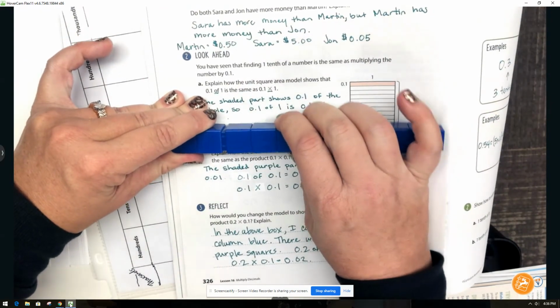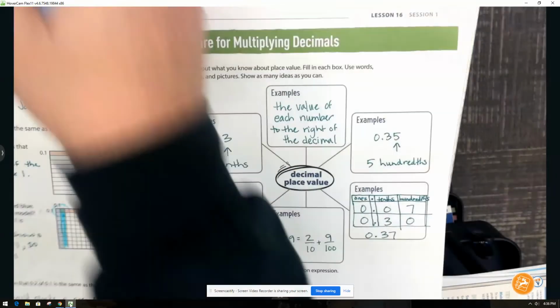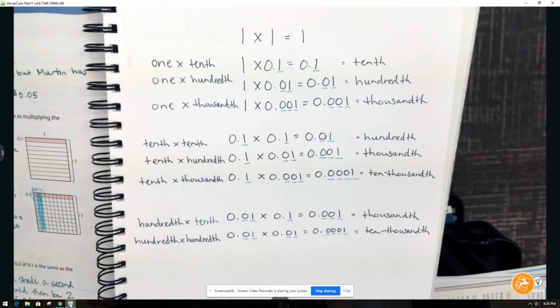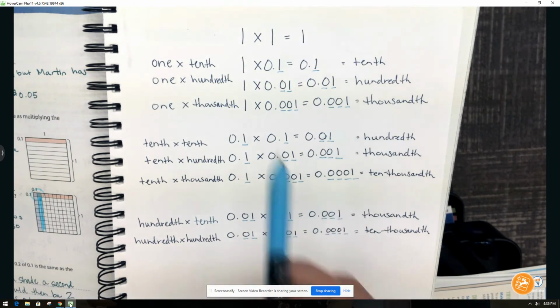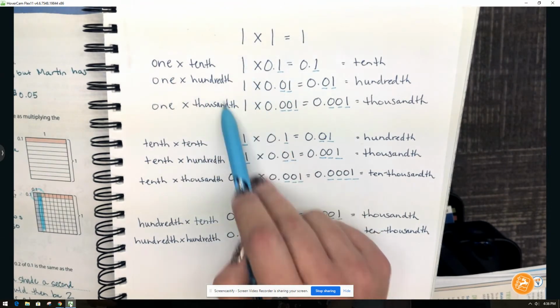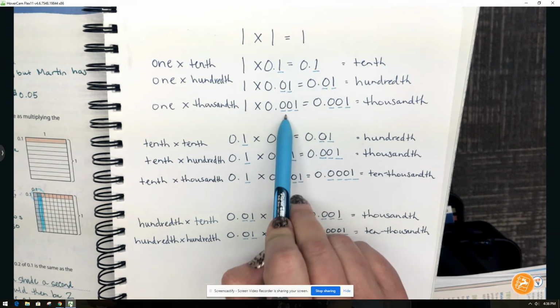Now, before I go to the next page, I do want to go over really quickly with you a little cheat sheet I made. It may not make much sense to you right now, but this is kind of what we're going to be looking at over the next couple of days. Last week when we were working, we were only multiplying a whole number times a tenth, a hundredth. We never multiplied times a thousandth, but I put that here.